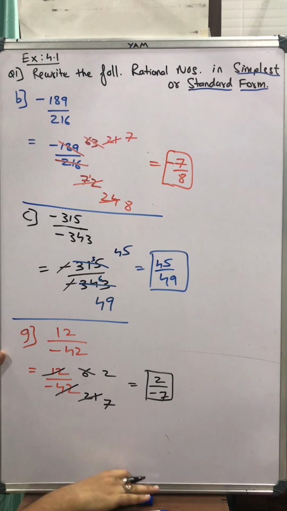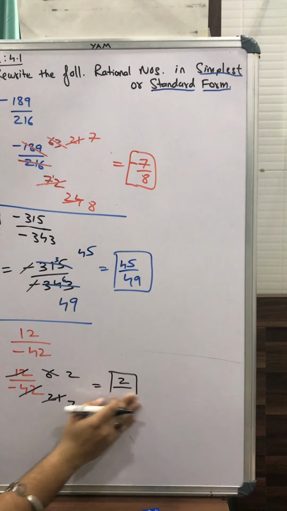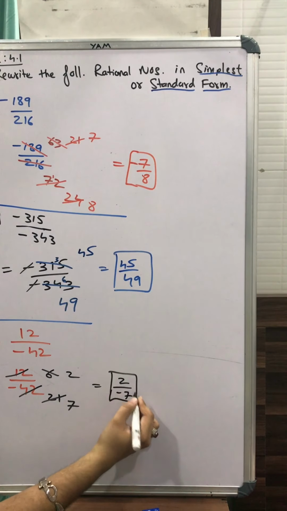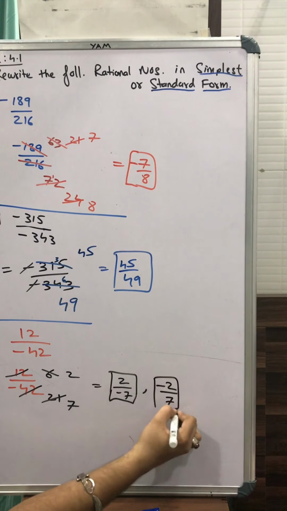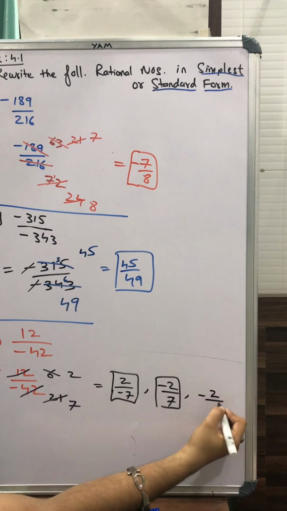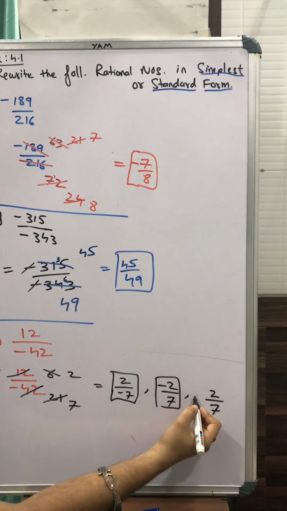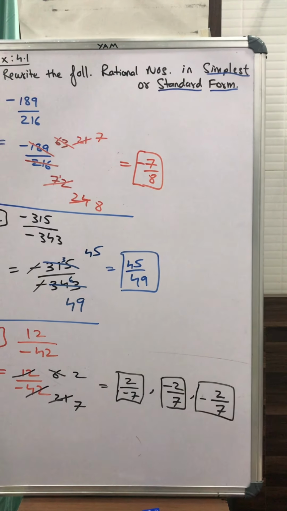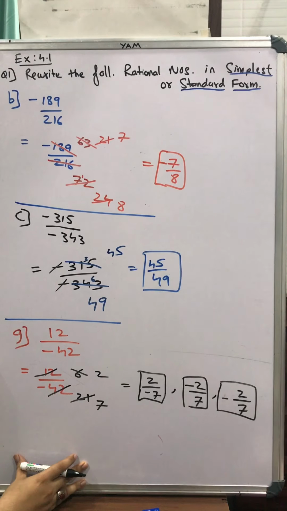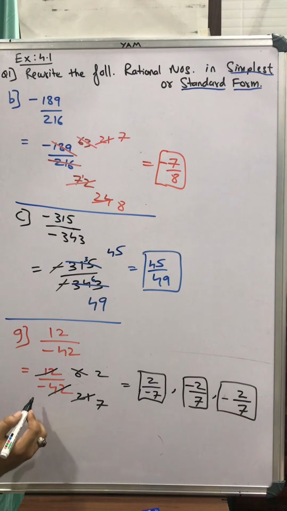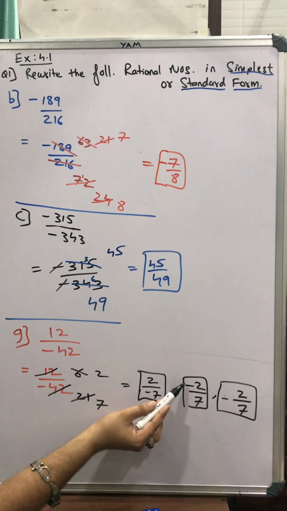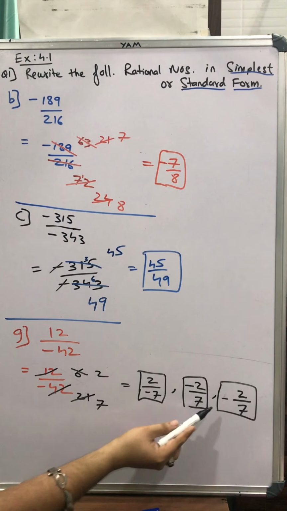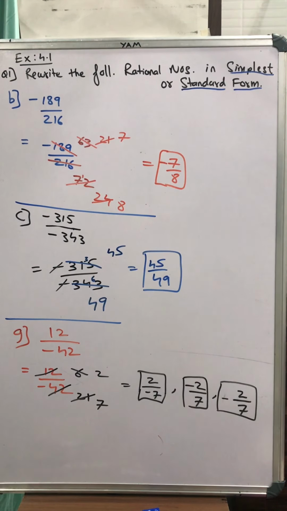Let me write properly. 2 upon minus 7 can be one of your answers. Or your answer can be minus 2 upon 7, with the minus written at the center. This is also a correct answer. So students, what you understood from this last example is that if the minus is in the denominator, you can put it in the denominator, but it's fine if you put the minus in the numerator also, or write the minus sign at the center like this. Hope you understood. Please pause the video and start doing it.